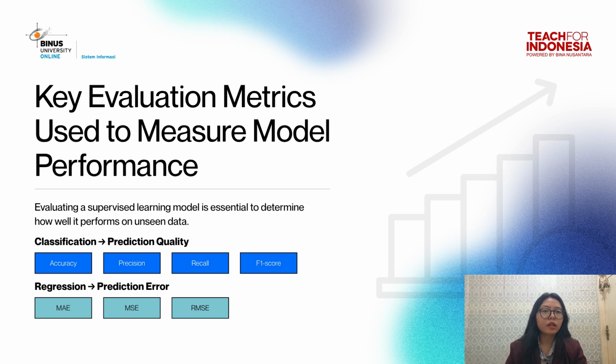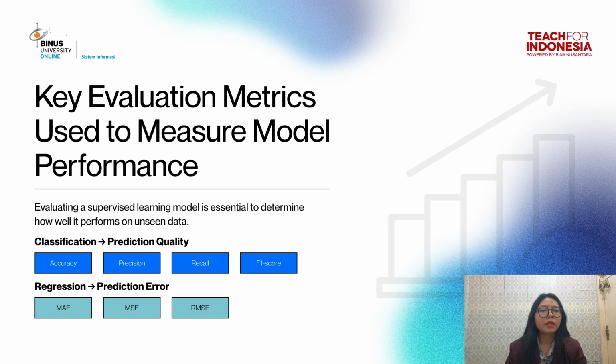So for classification tasks, some of the most commonly used evaluation metrics are accuracy, precision, recall, and F1 score. Accuracy measures the proportion of predictions that are correct overall. While accuracy provides a useful general overview, it may not always be sufficient, especially when dealing with imbalanced datasets.